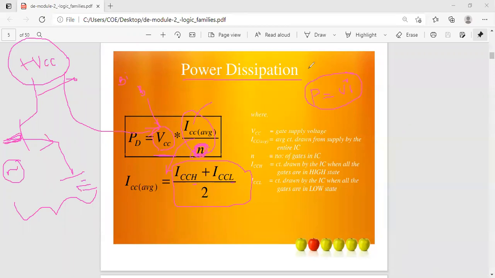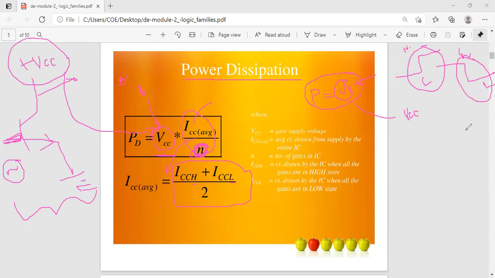So I repeat once again, nothing new. Power dissipation according to the fundamental Ohm's law, P is equal to V into I. Here V indicates a supply voltage or a biasing voltage. Then I indicates what? Since it is a digital logic circuit, there is a possibility of changing of states, either low to high or high to low. Under this situation there is a possibility of changes of current. We take the average of that here.